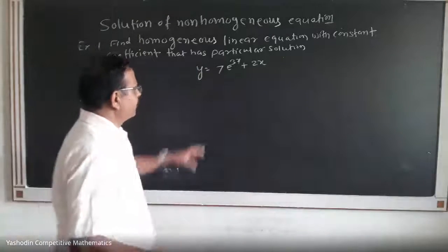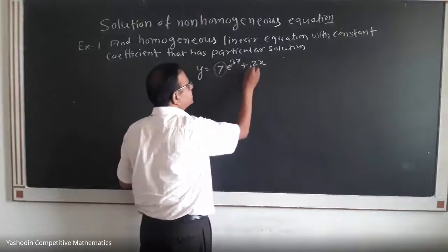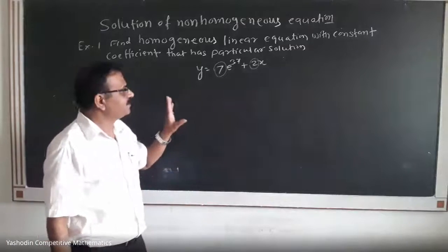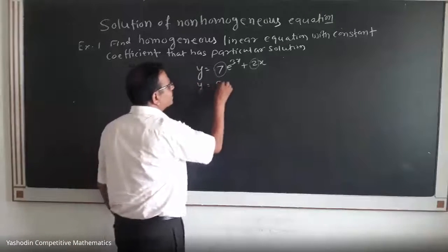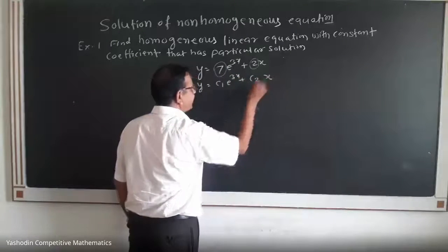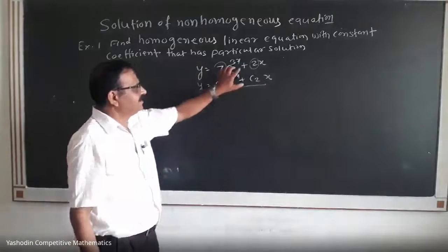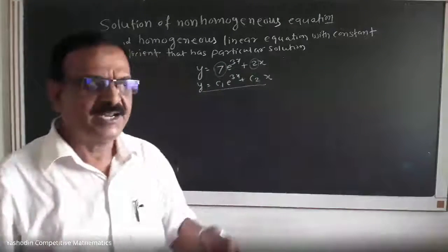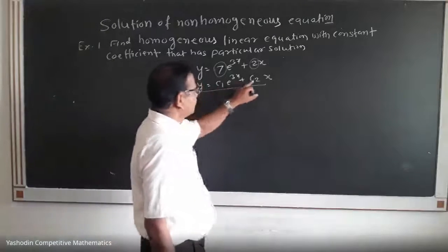We don't bother what the 7 and the 2 are. These are the coefficients in the solution. This is equivalent to y equal to c1 e raised to 3x plus c2 x. Like this, the solution may be written. This is the general solution. This is a particular solution. A particular solution is a solution obtained from the general solution by substituting fixed values of the constants.